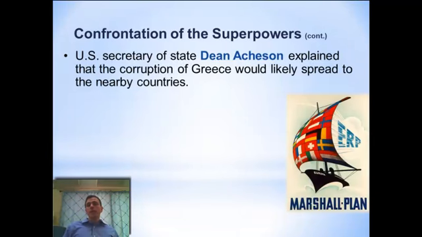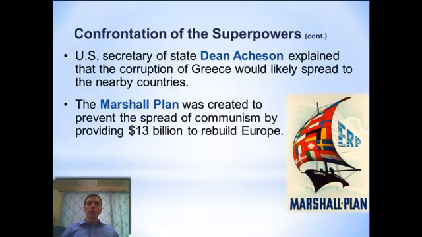Okay, Dean Acheson, the U.S. Secretary of State, explained that corruption in Greece would likely spread to nearby countries, which kind of precedes what we would later call the domino theory. So the Marshall Plan was created. That gave $13 billion to countries in Europe to rebuild.